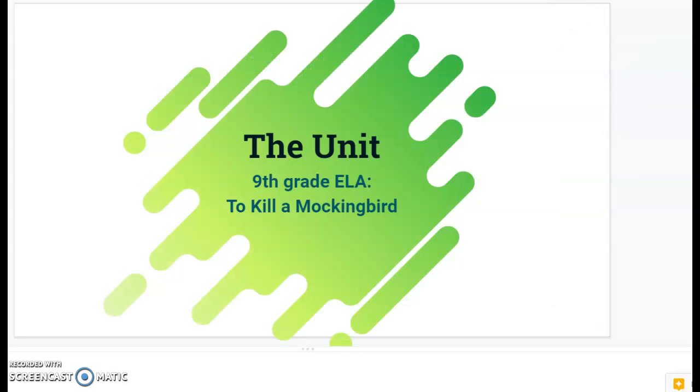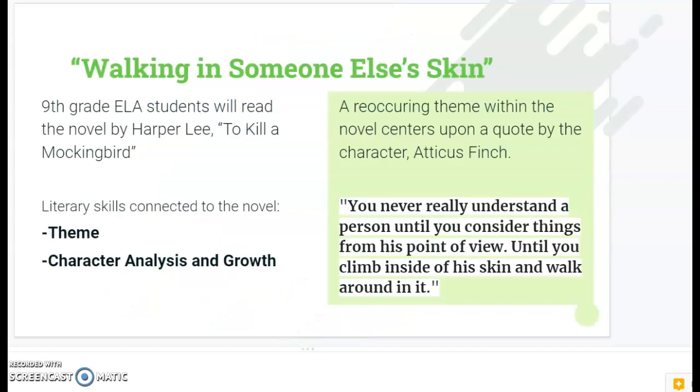As far as the unit that I am going to implement this in, it's going to be my 9th grade language arts course, and in the unit where we read To Kill a Mockingbird, particularly focusing on the concept of theme and character analysis and growth. So in 9th grade, we read To Kill a Mockingbird, and these are the literary skills that we focus on.